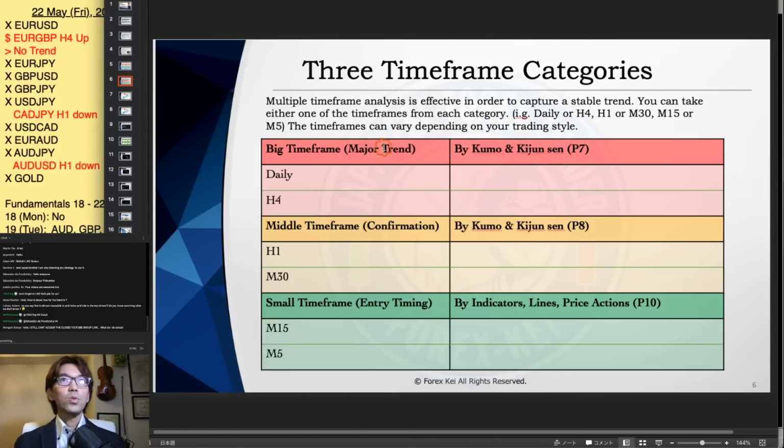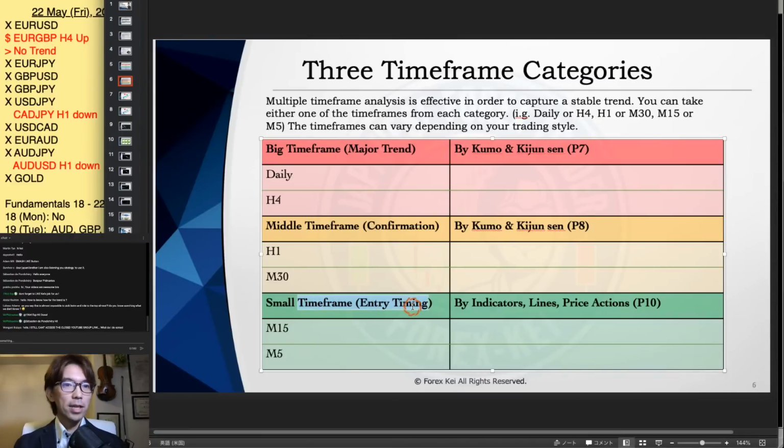So to me, the bigger time frame major trend is the daily or 4-hour chart, the middle time frame confirmation is on 1 hour or 30, and the small time frame entry timing is on 15 or 5. It's impossible to see all the time frames in the same direction. It's impossible.